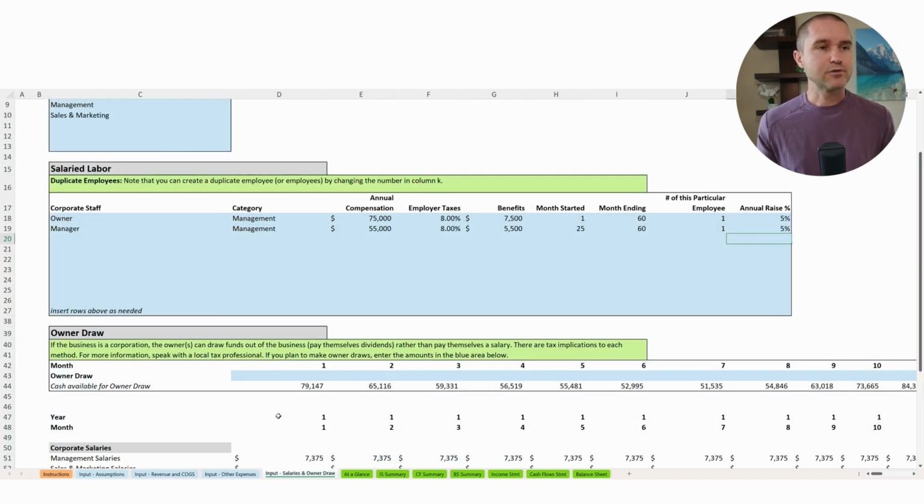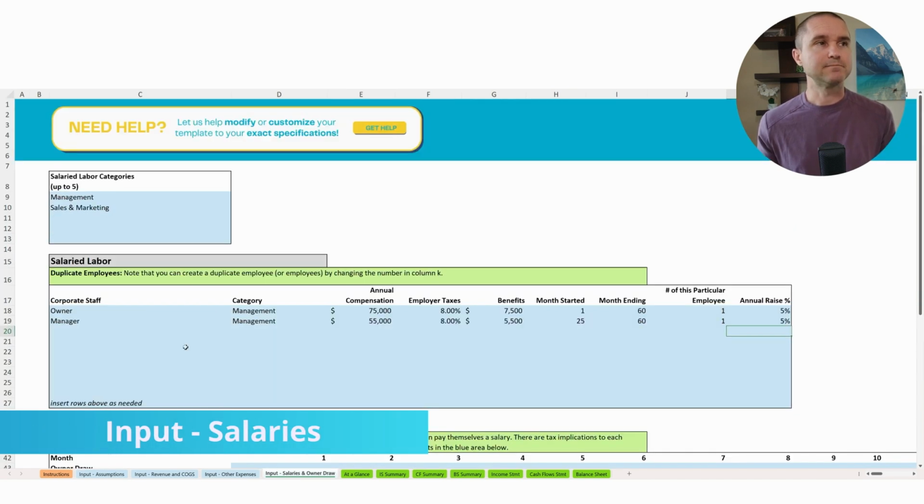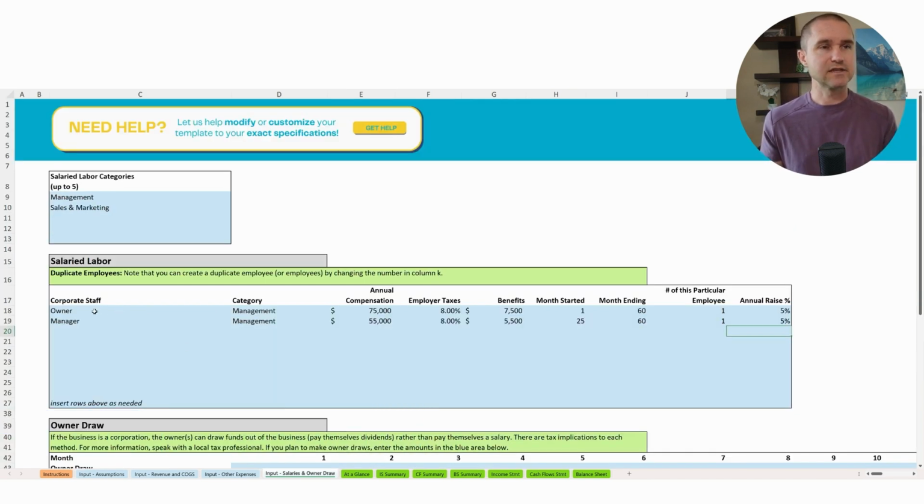And then the last input tab here is our salaries and owner draw tab. And so here we can set, let's say you as the owner, you're going to take a $75,000 annual salary. You've got employer taxes and benefits of 10%, and you're going to start in month 1 taking that salary. And there is just one of you as an employee. And then let's say we want to add a manager. So we're going to add a manager at the beginning of year 3, month 25 here, at $55,000 a year. And that is really it on this single unit location.